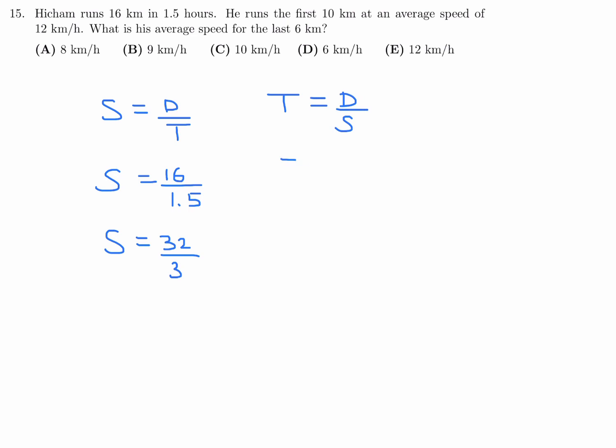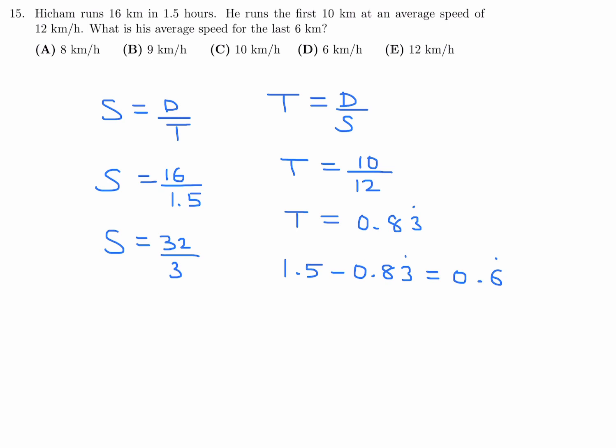And for the next part of the question, they're saying he covers 10 kilometers at a speed of 12. So that means this is his time for that segment of running, that 10 kilometers. And that is 0.83 repeating hours. Now, he runs a total of 1.5 hours. So we have to subtract from 1.5 this 0.83 repeating. And when you do, you get 0.6 repeating. So this is the time for those last 6 kilometers.